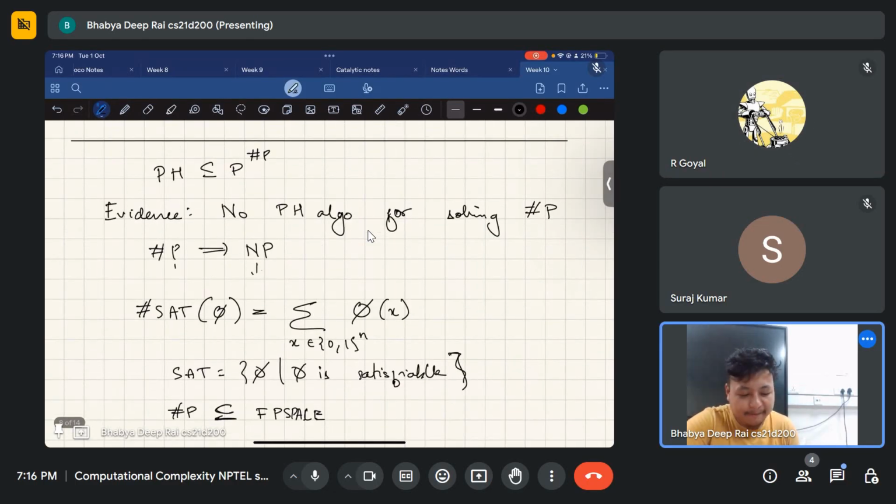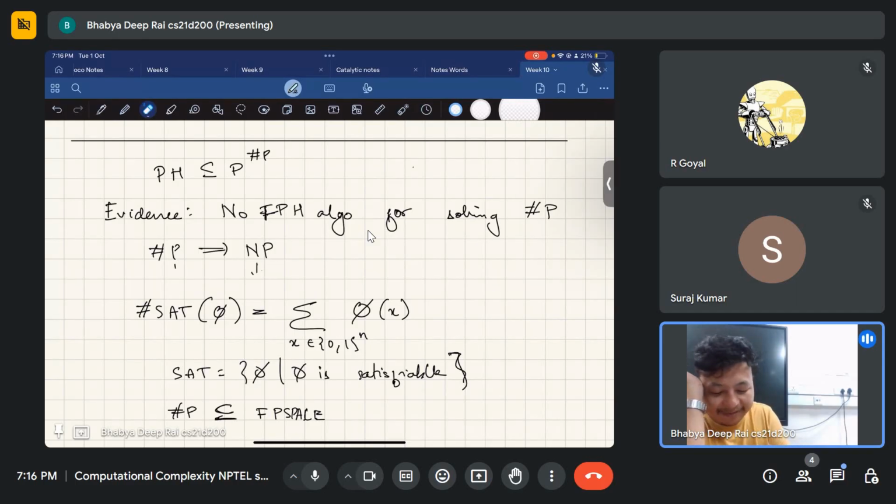So what I actually mean is an FPH algorithm here. There is no FPH algorithm for solving #P, because if that was true, then PH would be contained in P to the FPH, with oracle access to FPH. Anyway, there could be so many takeaways. But now I think you understand why this is to the #P also.